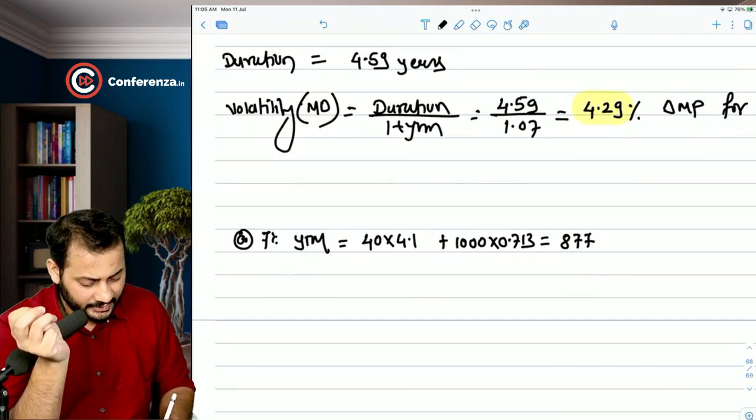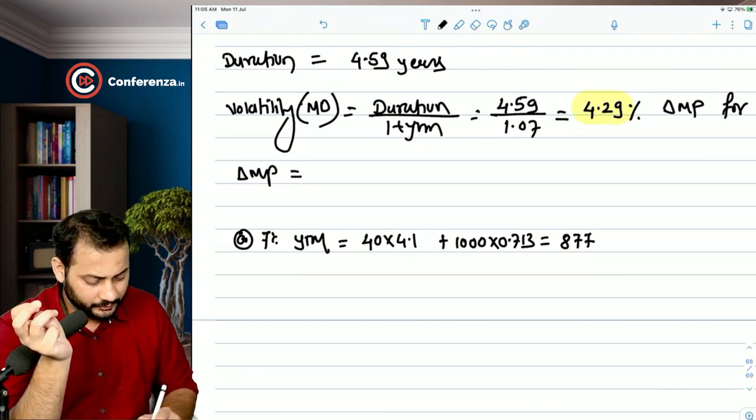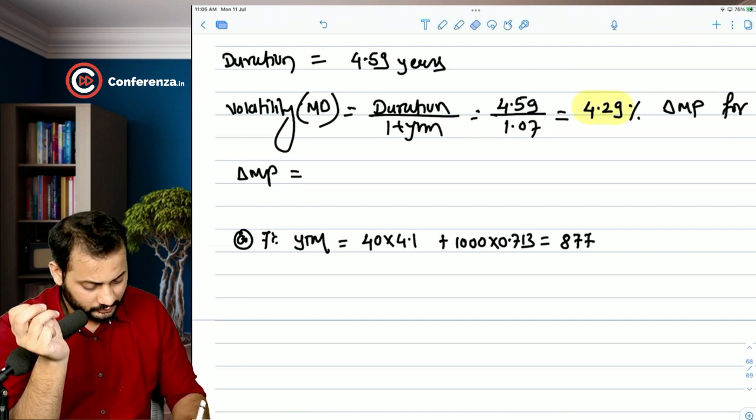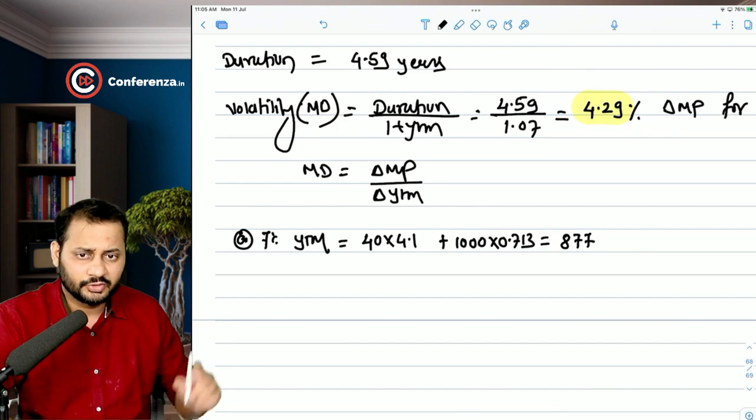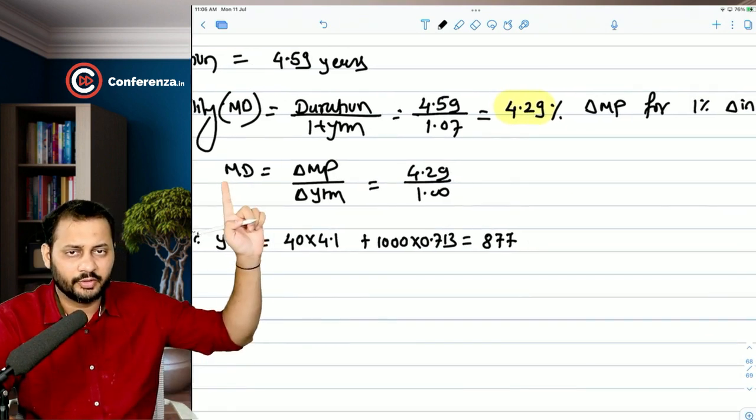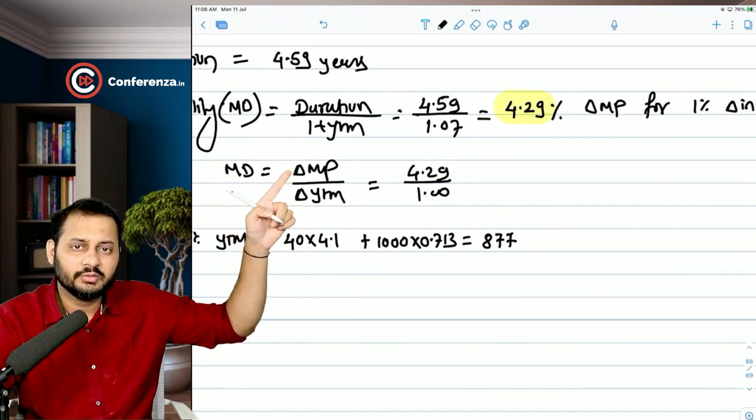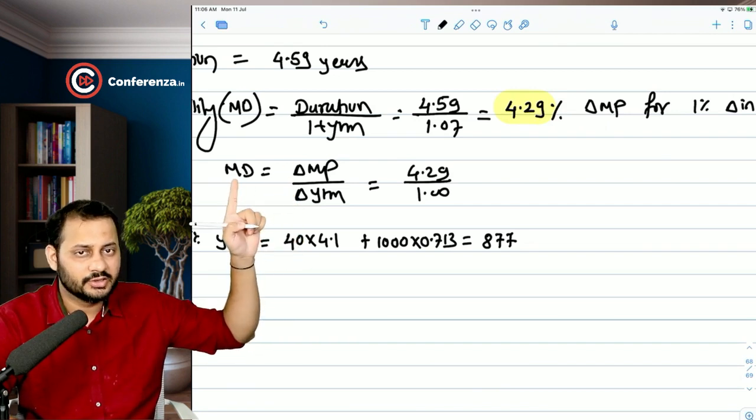We can represent it like this: modified duration is equal to change in market price divided by change in YTM, if I'm right. So modified duration, change in market price 4.29, change in YTM 1%. So the answer will be 4.29. Basically 4.29 is the modified duration. So whatever the market price is changing with respect to the change in YTM, you put it down here and you will get the modified duration.